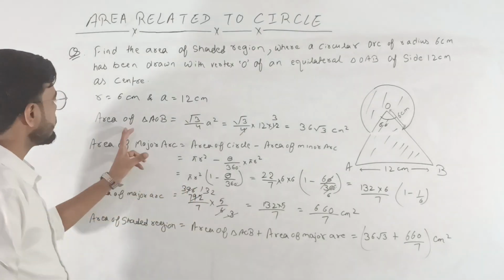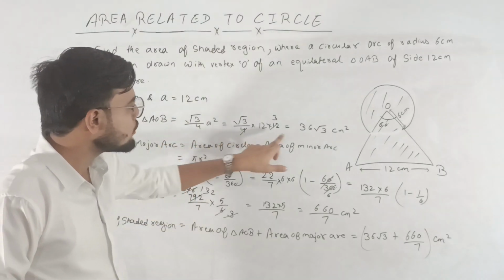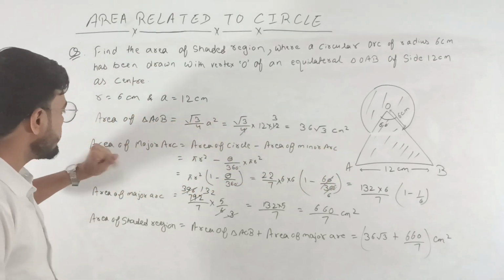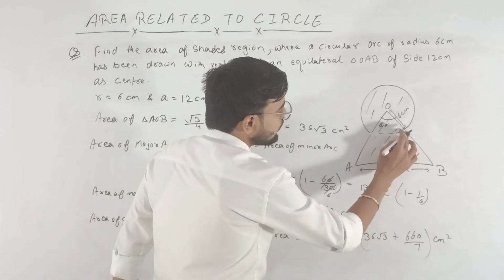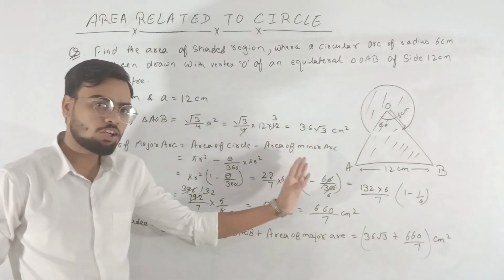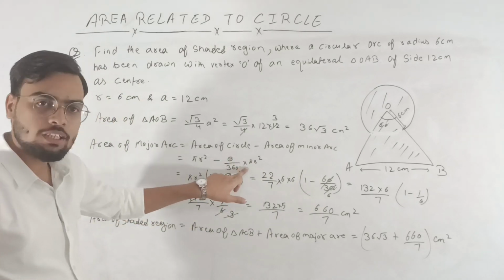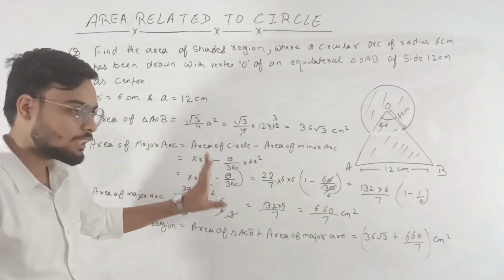So look here, first I find the area of triangle AOB, which is root 3 by 4 a square. Then after putting values, I get the result 36 root 3 centimeter square. Now the area of the major arc. Why is this a major arc? Look, this one is the minor arc, so this one is the major arc. So the area of the major arc is the area of the circle minus the area of the minor arc. The formula is pi r square minus theta upon 360 degree into pi r square. From here pi r square is common, then we are left with 1 minus theta upon 360 degree.